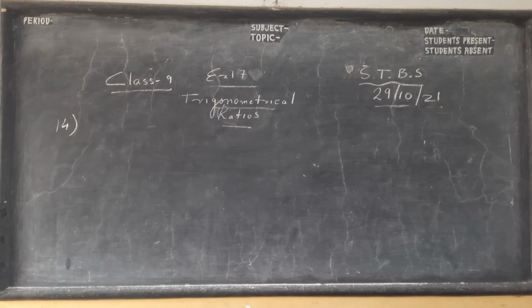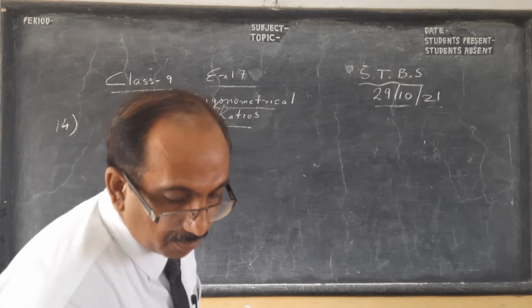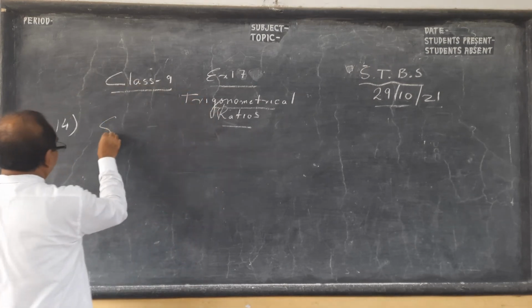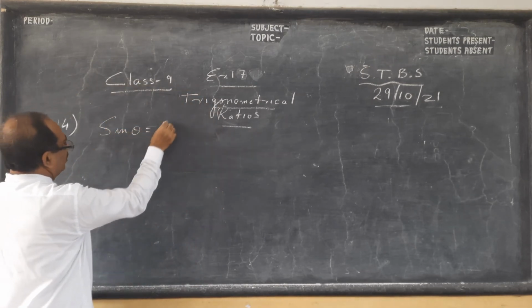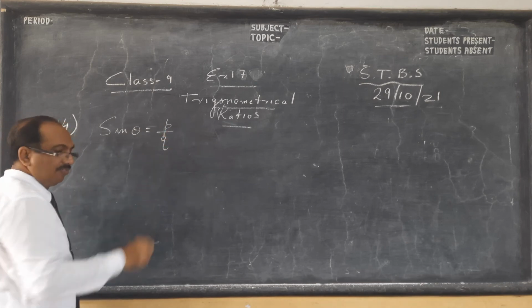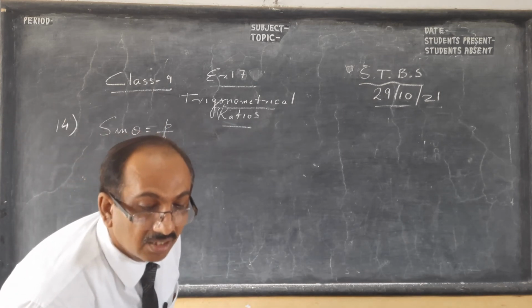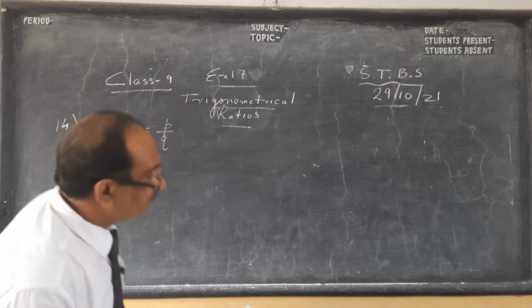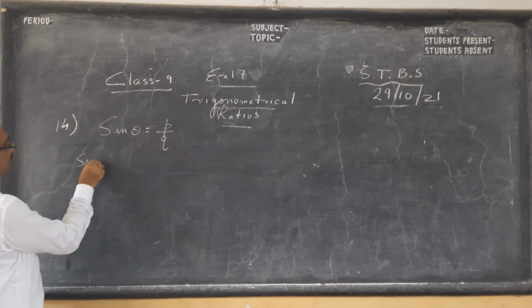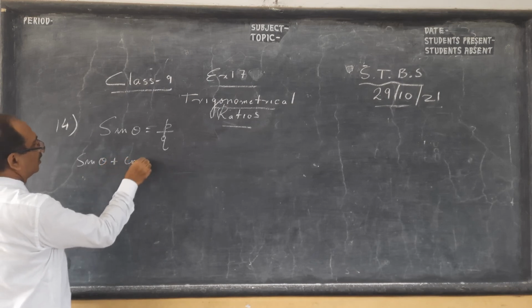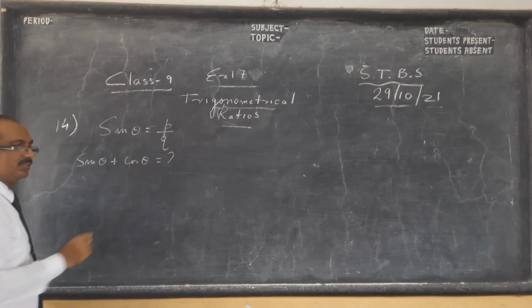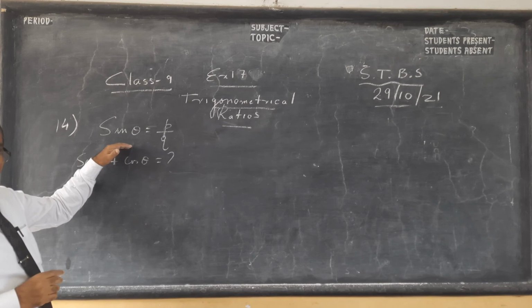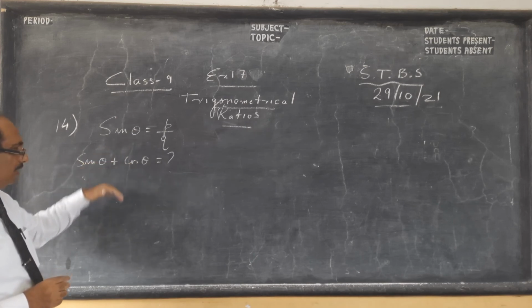So one last sum we are going to do. Okay, this is a generalized sum number 14. Sin theta is P by Q. We have to find cos theta plus sin theta. Okay, sin theta plus cos theta is what? So this is a generalized sum, children, sometimes. So I'm doing a little difficult one. We'll do more sums in another video.